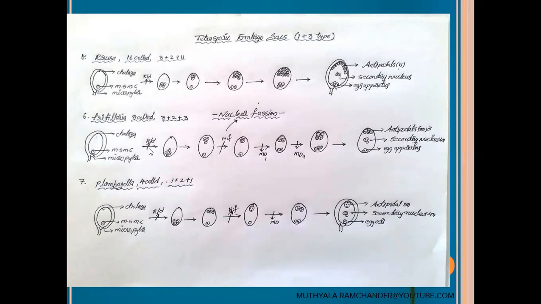It participates in the reduction division to form 4 haploid megaspores. From these 4 haploid megaspores, 3 megaspores are present at the chalazal region and 1 megaspore is present at the micropylar region. See, the 3 megaspores at the chalazal region are fused. Fused means the nuclei. The 3 megaspore nuclei are fused to form a triploid cell. 1 triploid cell is present at the chalazal region, 1 haploid cell is present at the micropylar region.